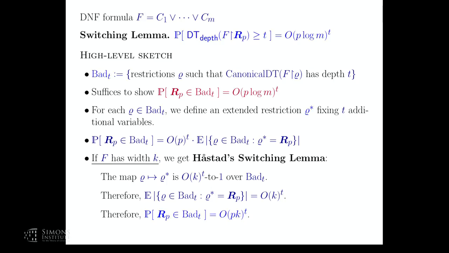The same template is used in the proof of Håstad's switching lemma. So in the case where f has width k, then we bound this expectation in a very strong way. What you can show is that this map from rho to rho star to the extended restrictions is order k to the t to 1. So every single restriction sigma has at most order k to the t pre-images under this extension map. Therefore, this expectation is at most order k to the t. And then one has the desired bound. So in our setting, we can't bound the maximum of this over all values of rho, but we can bound the expectation.